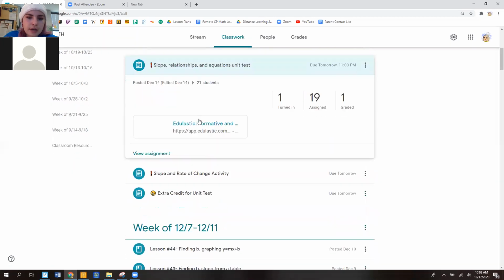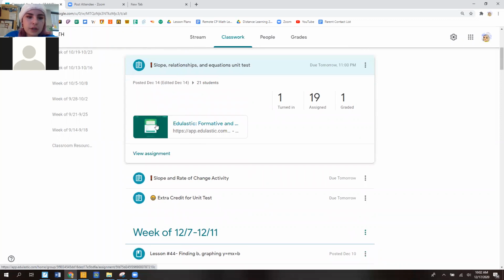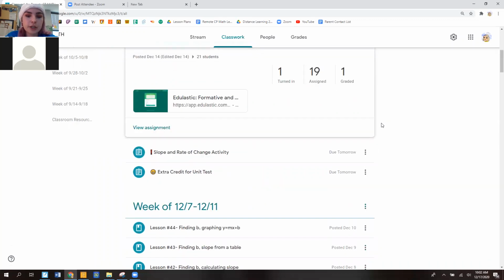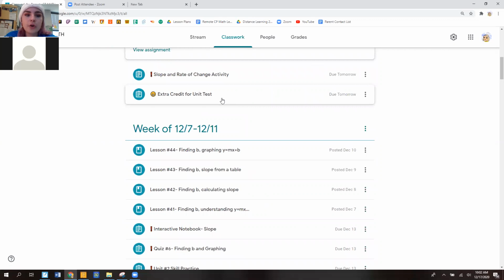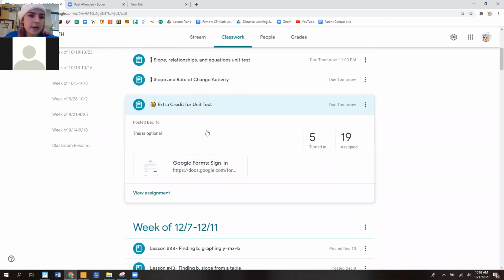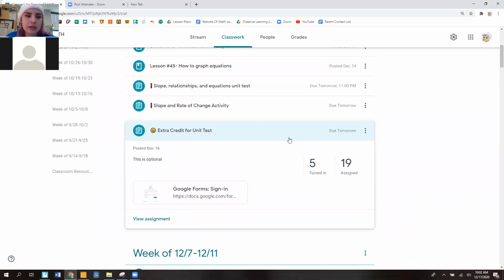So for your unit test, you're going to click on the link, you're going to take your test, and you're going to hit turn in. Please hit turn in on everything, because a lot of people have not been hitting the turn in button, and it makes it harder for me to figure out where your assignments are. Also, if you do your extra credit, it's just extra credit on the test. It's just 2 extra points. I know it's not a bunch, but if it's out of 20 points or whatever, it'll help you a decent amount.